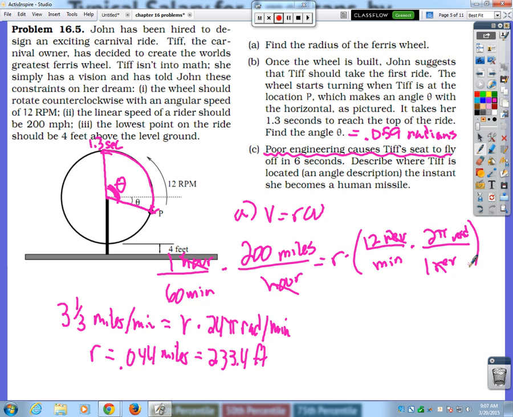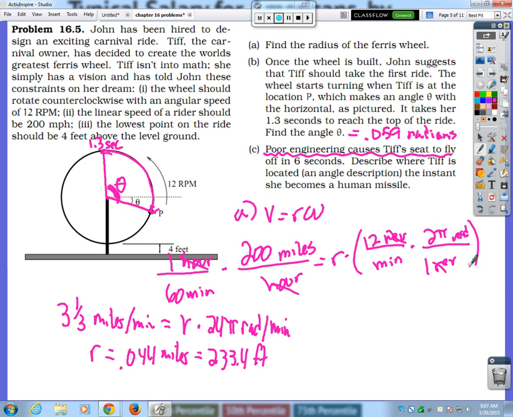Okay, then the last one, no, we're not going to get anything new today. Last one, for engineering causing the seat to fly off after 6 seconds. Describe where the seat is located and the angle description, the instant she becomes a human missile. Okay? Boom! Straight down.